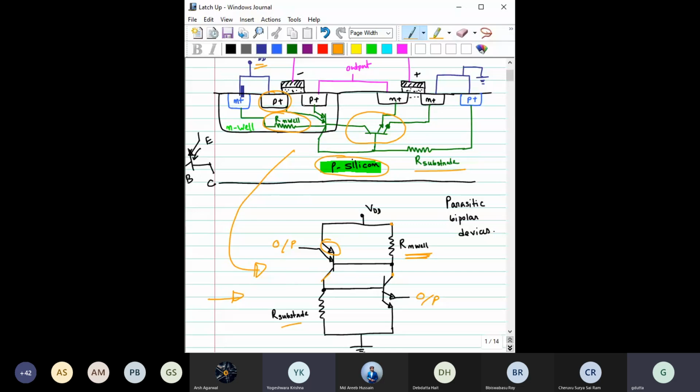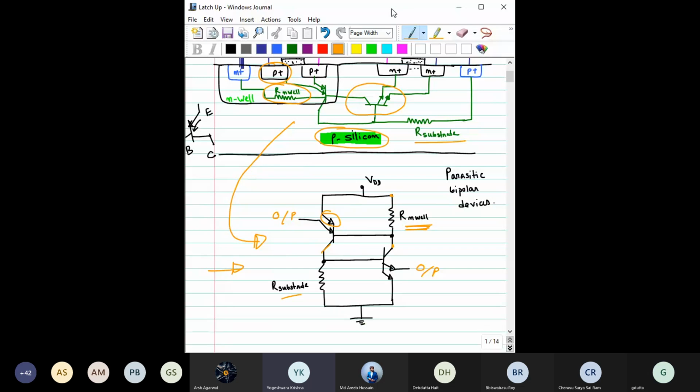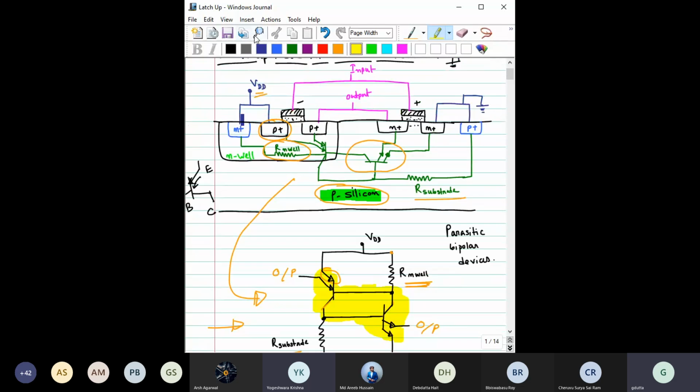Now let us focus only on this structure, the highlighted regions. Where is the input connected? Inputs are always connected with the gate of the MOSFETs. These inputs are not connected with any of the parasitic BJTs.